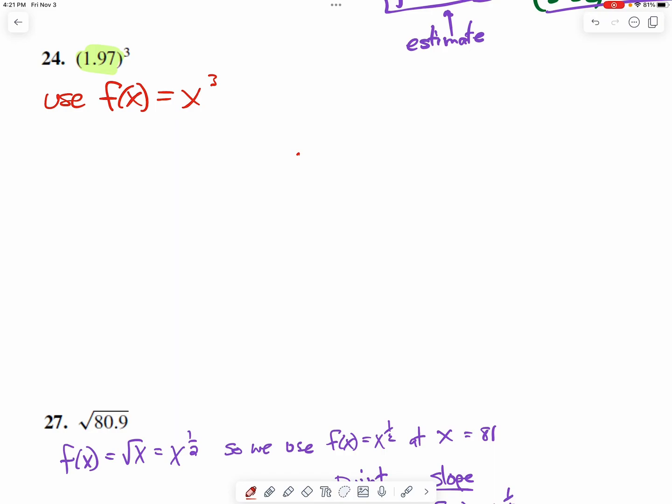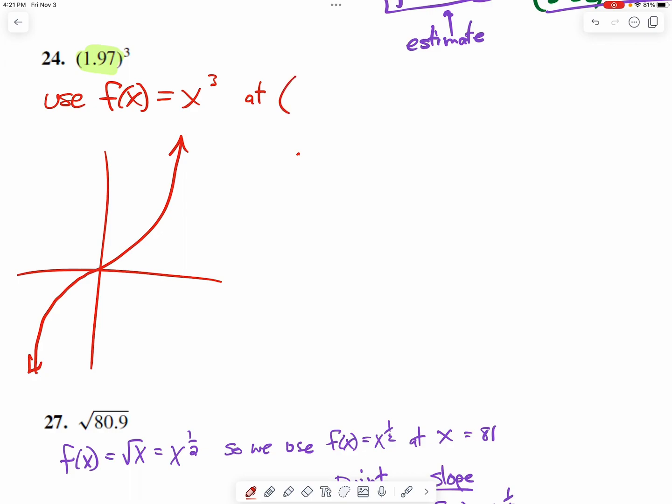It's a cubic function, and here's a quick sketch of a cubic function. It's like this. And we know that 1.97 is super close to 2, and 2 is nice and easy. That's 2 comma 8 on the cubic function. So what's happening here is that we're going to use a linear approximation.